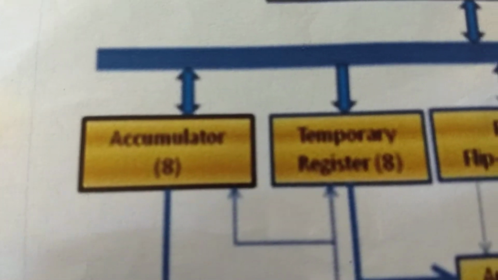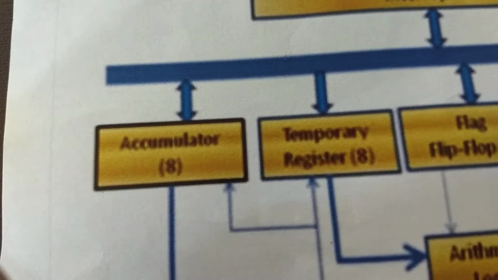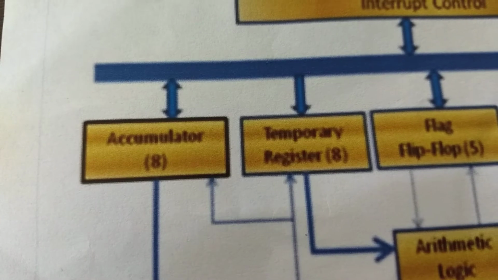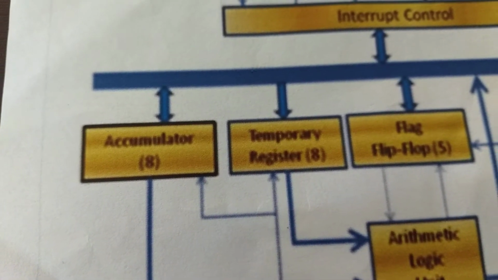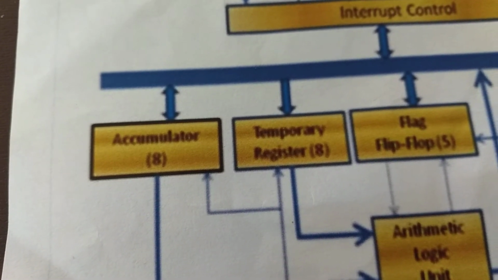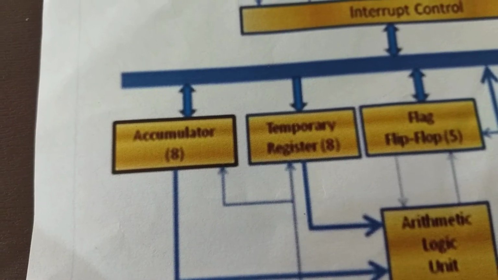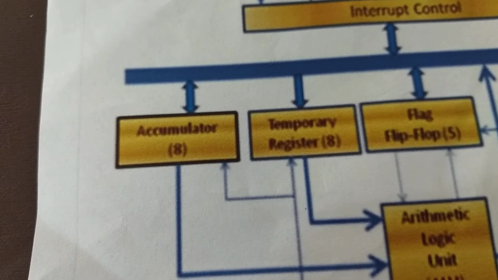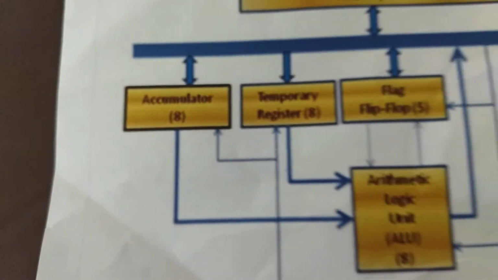Next is the accumulator. The accumulator is a very important register, which is again an 8-bit register. Suppose we are performing any kind of arithmetic operation like addition. At that time we can store the first data in the accumulator and the second data in another register, and whatever result we get, we will get only in the accumulator. That's why we can call it a special register.